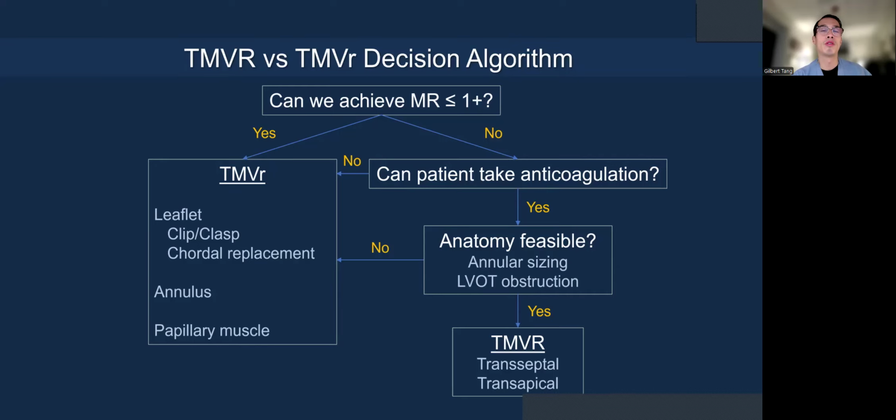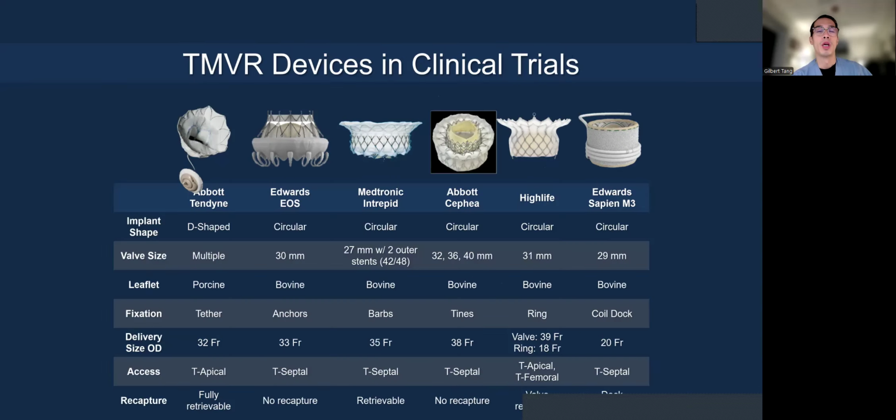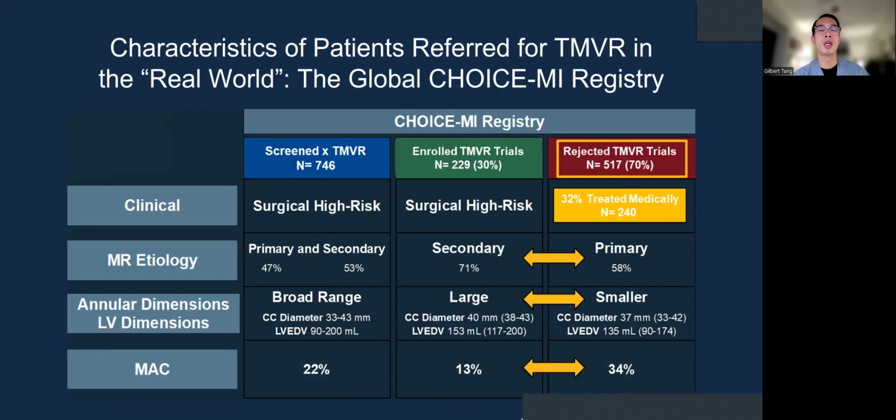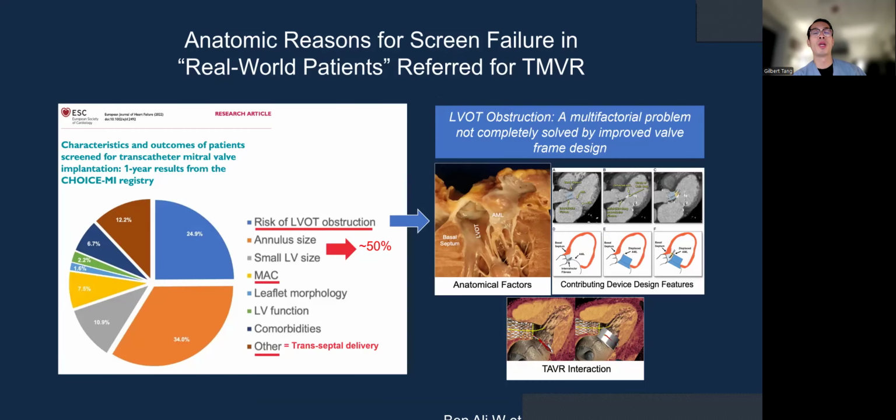And there are currently 2 devices available for clinical trial in the United States, be it a transseptal or transapical approach. Here, a number of devices are currently in clinical trials. Some of them are CE marked already. But if you look at the global TRISMA registry, the majority of the patients, unfortunately, you can see 7% were screened out. And the majority reason being inadequate anatomy, particularly LVOT obstruction, in addition to sizing constraints.